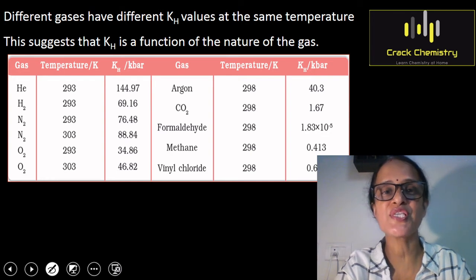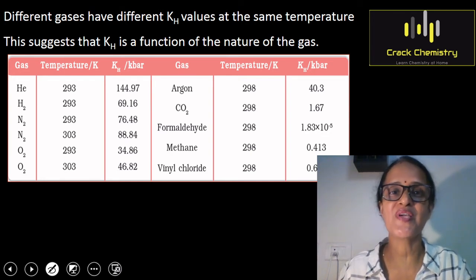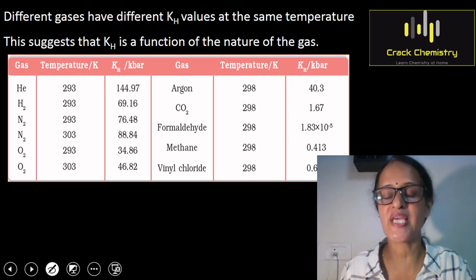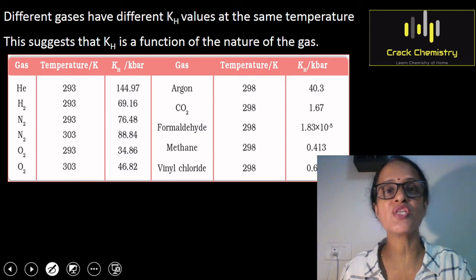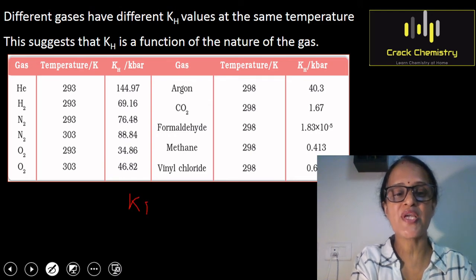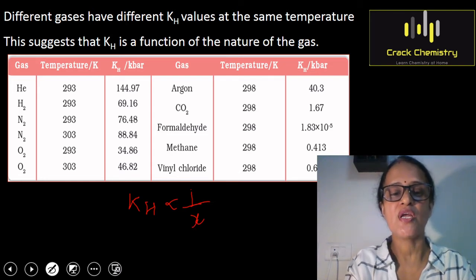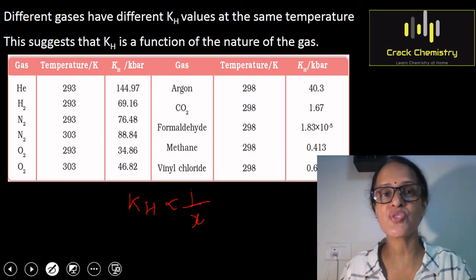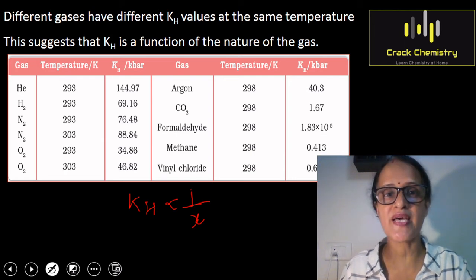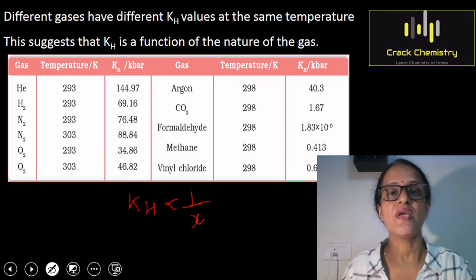Students, as I previously discussed with you, the mole fraction of a gas is inversely proportional to KH. And one more point I would like to mention here is that KH has different values at different temperatures, and it has been found that the higher the temperature, the higher will be the value of KH. And as you know, KH and X are inversely proportional. I mean to say that the higher the value of KH, the lower will be the mole fraction of the gas in the solution, or in simple language you can say that the higher the value of KH, the lower will be the solubility of gas in that solvent. It has been found that the value of KH increases with increase in temperature.